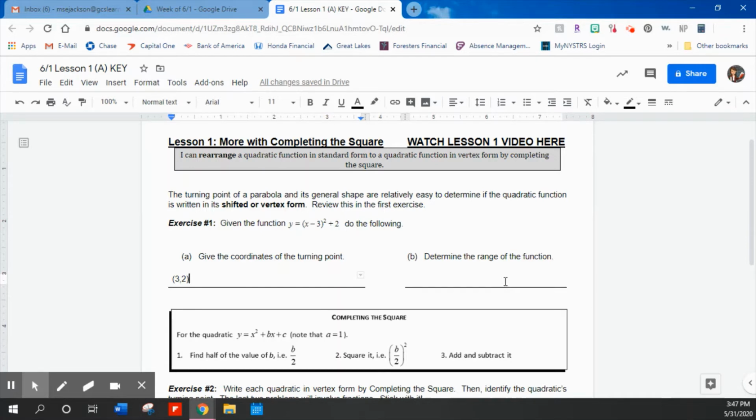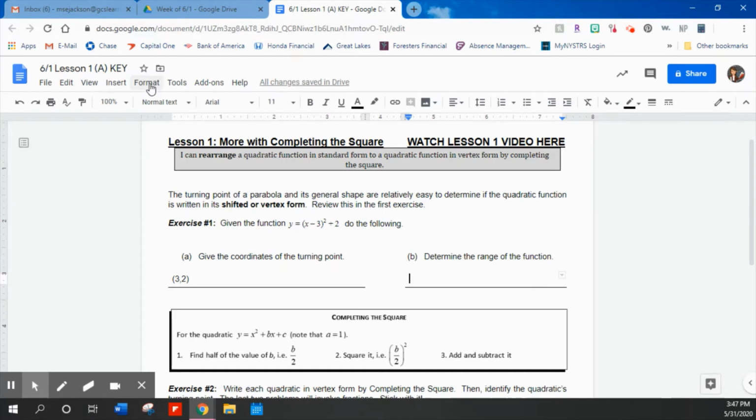Now, if you think of the vertex 3, 2, that's a minimum point. Okay, so that means that's the smallest point. That's the lowest point on your parabola. Now the y values, they go up from there. They continue to go up and up and up. And there's always arrows on quadratics at the ends of the U, unless otherwise stated. But this range, the lowest point is 2, and any y value can be bigger than that.